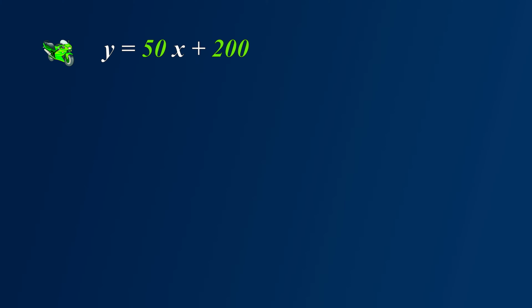The equation for the bike is y equals 50x plus 200. X is the time in seconds, y is the distance travelled in metres. 50 means that the bike has a speed of 50 metres per second. That's 180 kilometres per hour. 200 means that the bike starts 200 metres ahead of the start line.